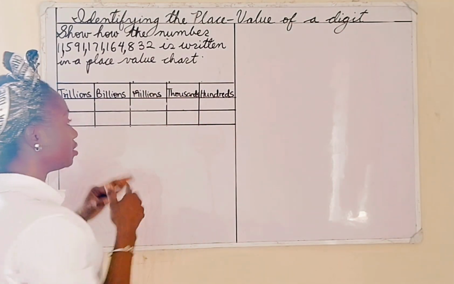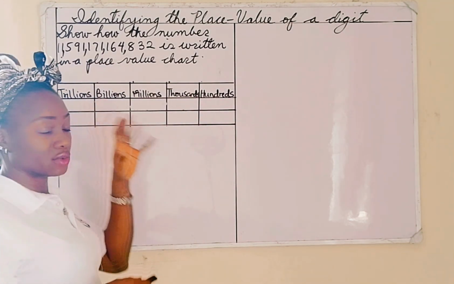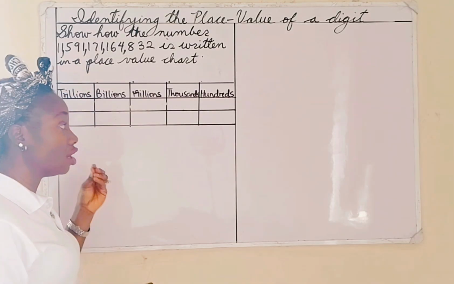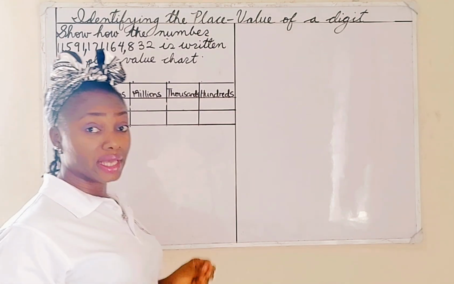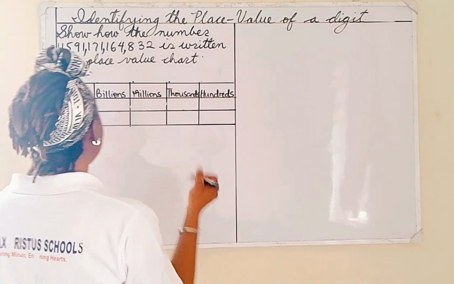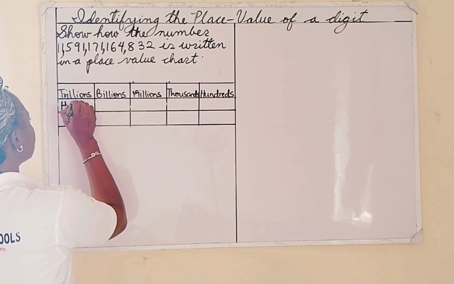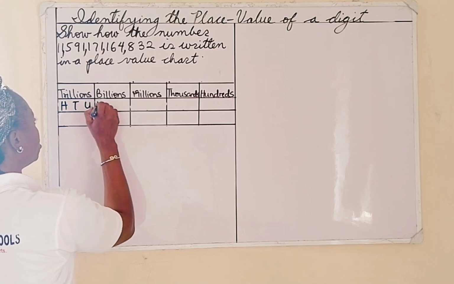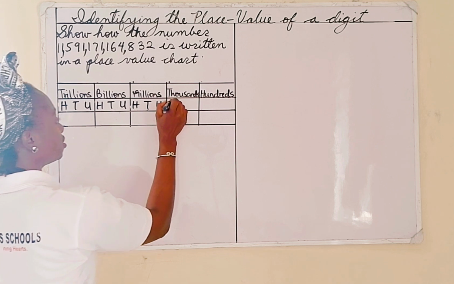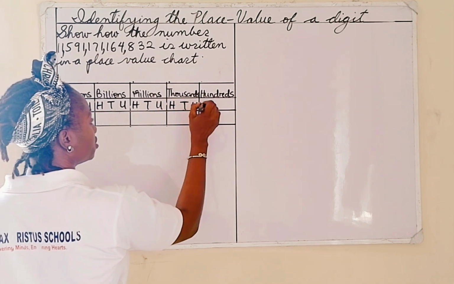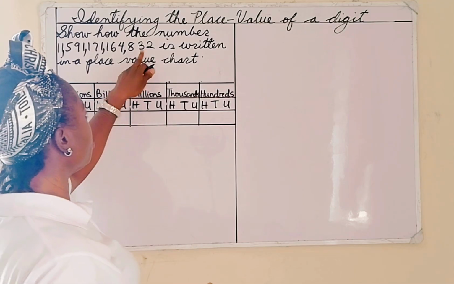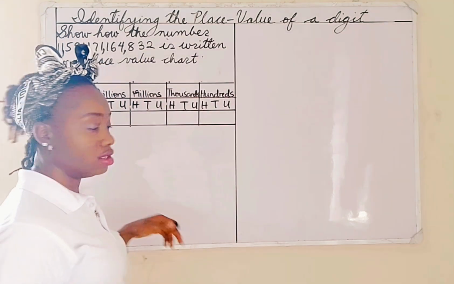Before we go ahead, we can now label those boxes with hundreds, tens, and units. Identifying these will help us identify the place of numbers as well as their values. Now I'm going to write hundreds, tens, and units, repeating for each set. So now I'm going to input these numbers in the boxes.